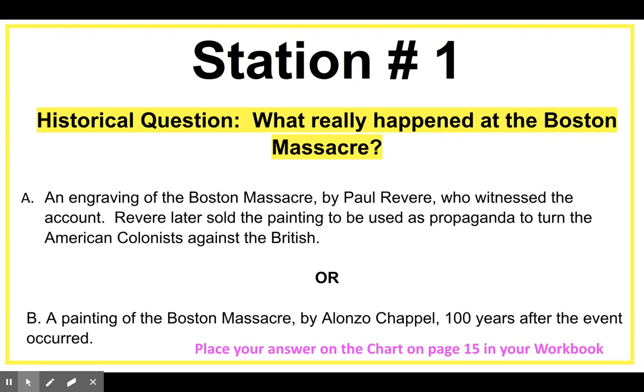I would like you to stop the recording and fill in the chart on top of page 15. Type in which source you trust the most. So you're going to pick the engraving or the painting. Why do you trust this source more? Type an example. And is this a primary or secondary source? All right, so stop the video and answer those questions, okay?